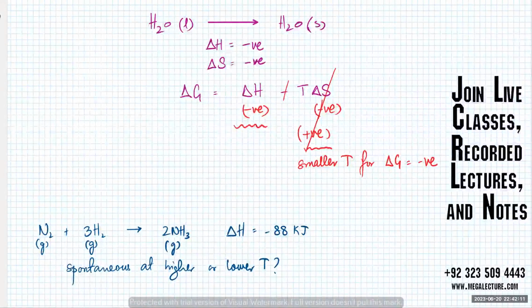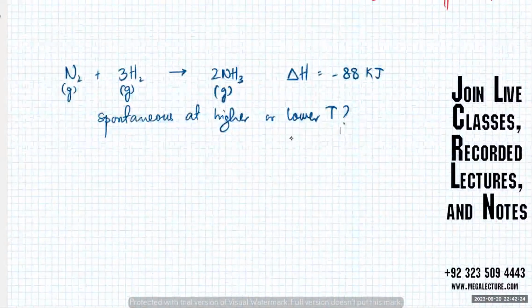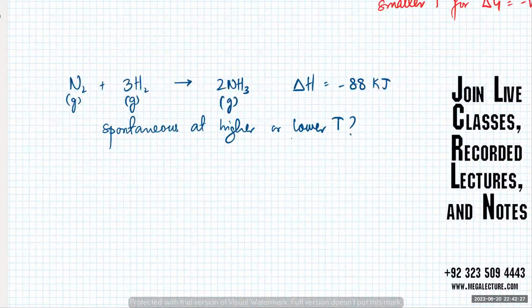Is it lower temperature? I said lower temperature. And how did you figure this out? What is delta S? Negative? Okay, so there's a loss of disorder, right? So that means both are negative, right? Yep.